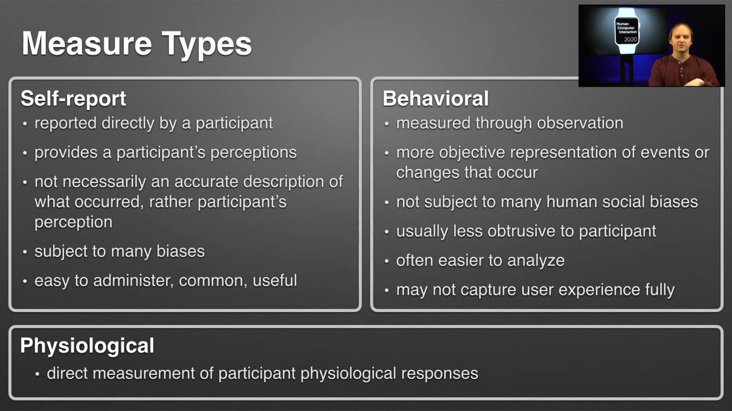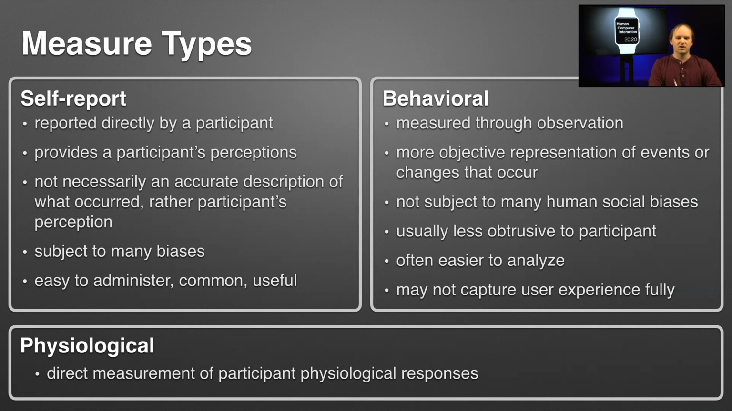But self-report measures are very common. They're easy to administer. You can give a survey, you can do an interview, and they're useful, especially when we start to think about user experience and what people think of something. Self-report is a really important part of that. On the other hand, we have behavioral measures, which are usually things that we measure just through observing a user's behavior or a participant's behavior.